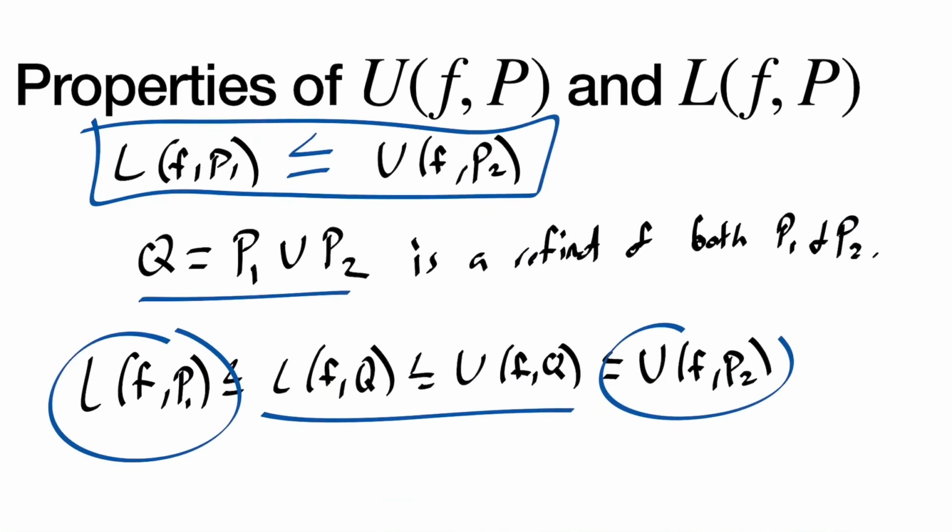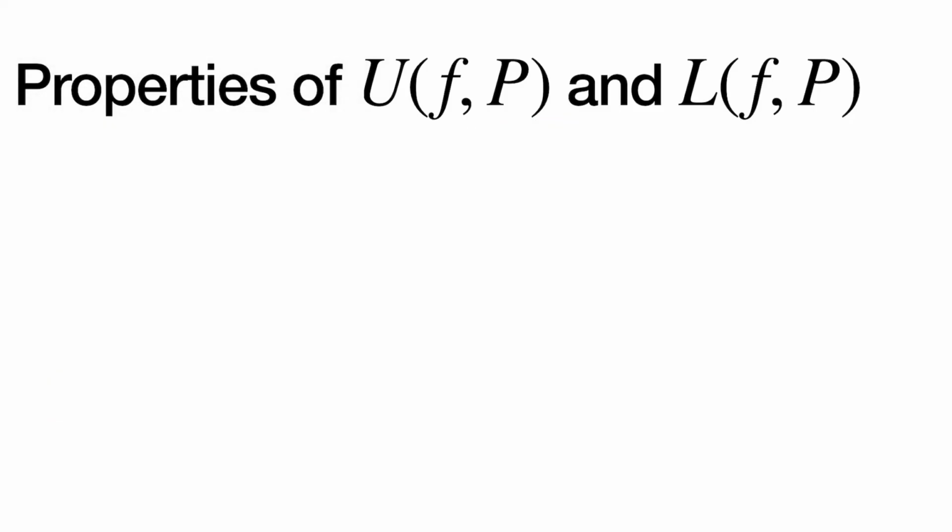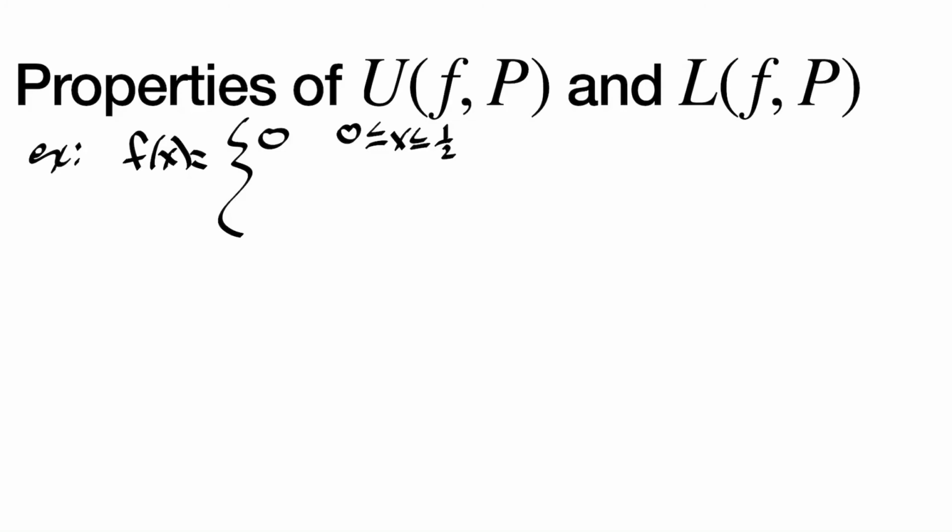And now let's make a couple important observations before we move on. The important observation is that functions that aren't continuous can be non-integrable. So let's do an example. How about this function that looks like this? f(x) equals 0 from 0 to a half, and then 1 from a half to 1.